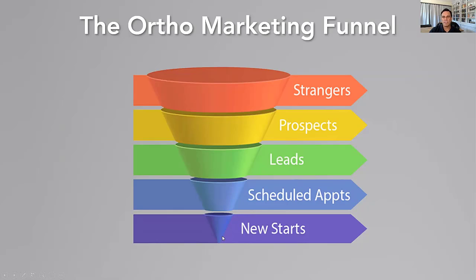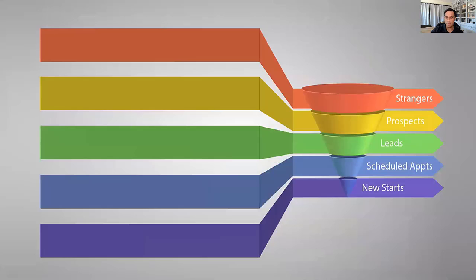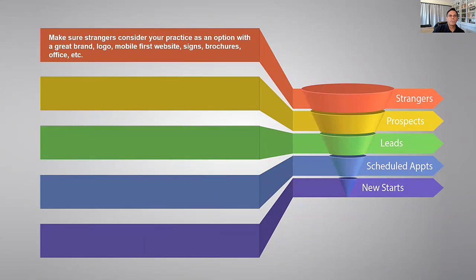So let's dive a little bit deeper into this so we can understand these different phases of that journey. So strangers, you want to make sure that they consider your practice as an option because they're just learning. They have a problem, they need a solution, they don't necessarily know who you are. So we want to find ways to get your brand in front of them. So you turn strangers into people who know about you and are interested.